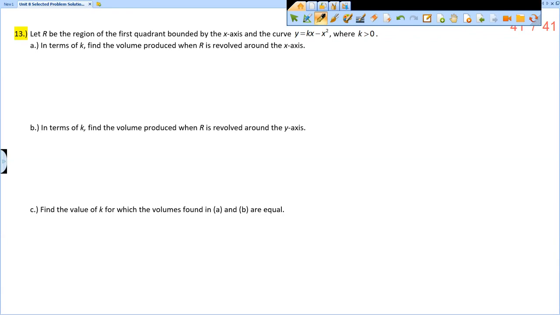This is the solution video for Unit 8 review, problem number 13. Let R be the region of the first quadrant bounded by the x-axis and the curve y equals kx minus x squared, where k is greater than 0.